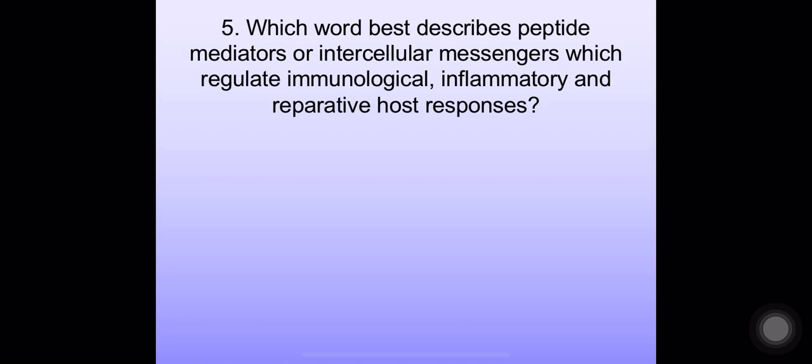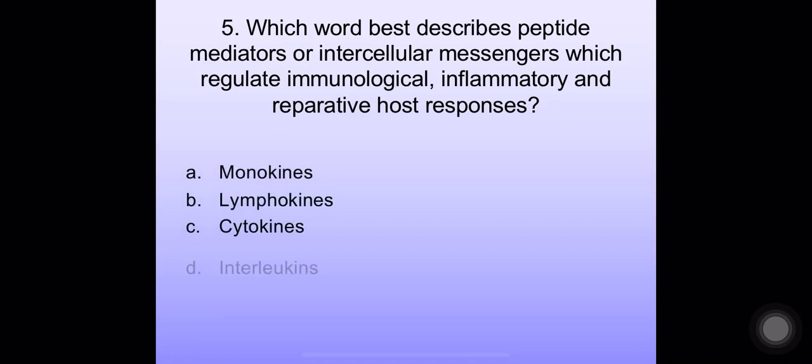Which word best describes peptide mediators or intercellular messengers which regulate immunological, inflammatory, and reparative host responses? Option A, monokines, B, lymphokines, C, cytokines, and D, interleukins. So monokines, lymphokines, interleukins, these all belong to a big group which is known as cytokines, which best describes these kinds of mediators. So the correct option here is option C, cytokines.